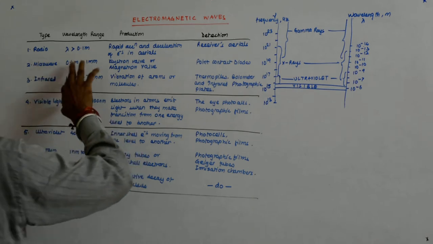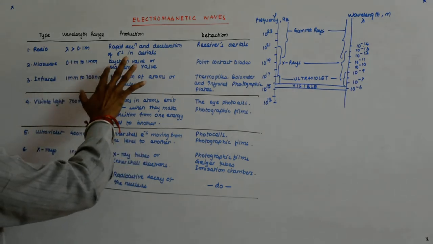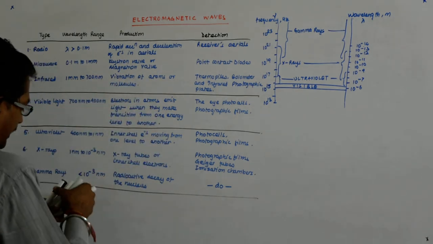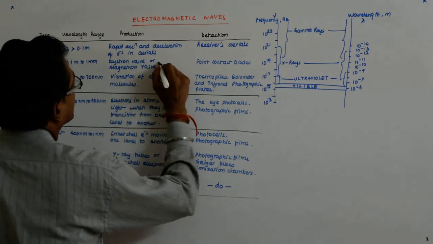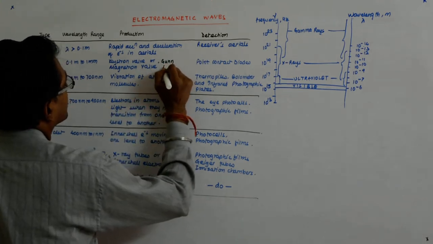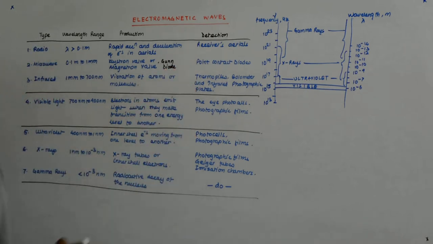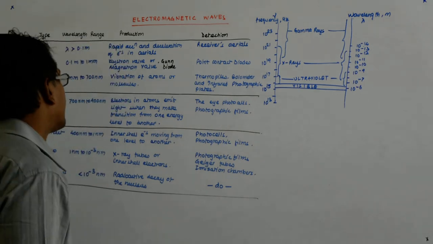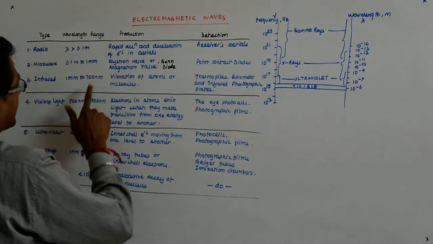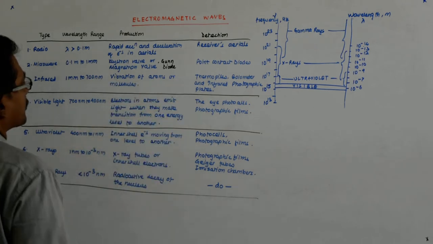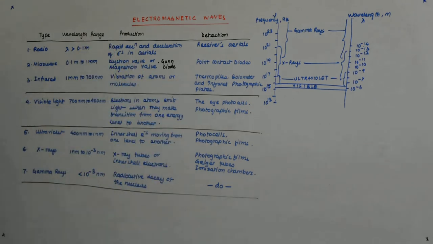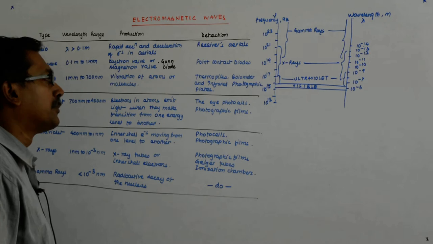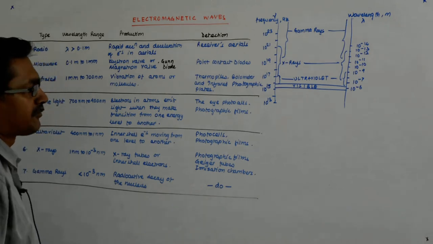Microwave, the wavelength is 0.1 meter to 1 mm. Produced by klystron valves, magnetron valves, also gun diode, okay? And they are detected by point contact diodes that you'll study later. Infrared is from 1 mm to 700 nanometers. It is produced by vibration of atoms or molecules, and they are detected by thermopiles or bolometers and infrared photographic plates.